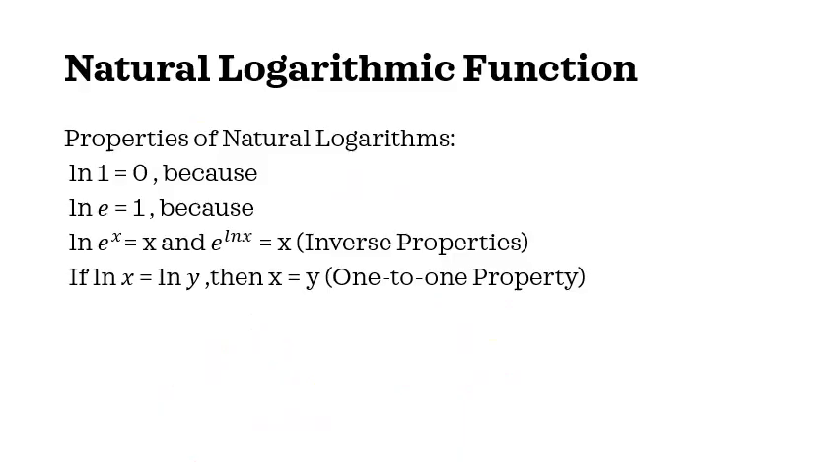Let us move on to natural logarithmic function. So these are the properties of natural logarithmic functions or natural logarithms. So we need to be familiar with this. So let's start with the first one. If we have ln of 1 is equals to 0 because according to what I've discussed earlier, ln is base e. So if we have e raised to 0 is equal to 1 if we will try to convert it in an exponential form. So a number raised to 0 is equals to 1.